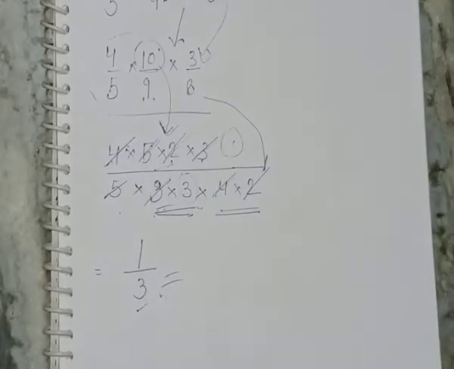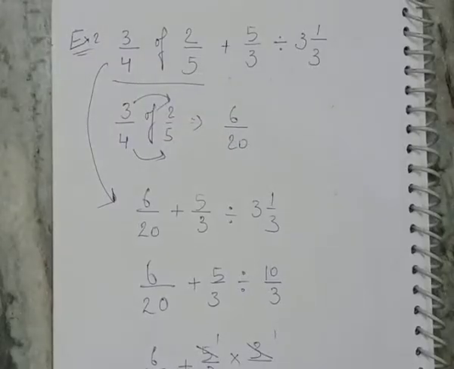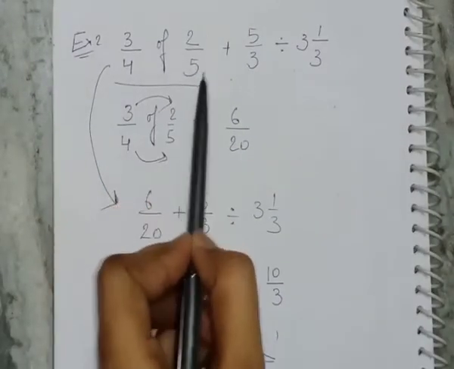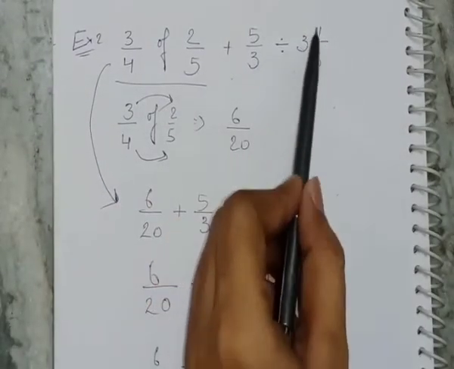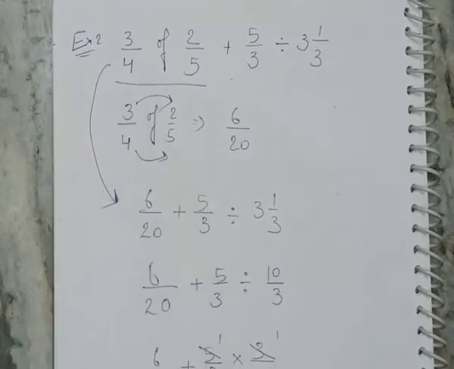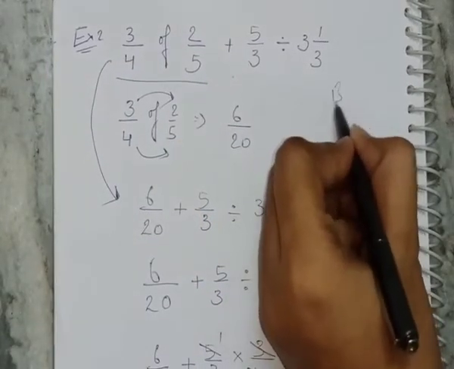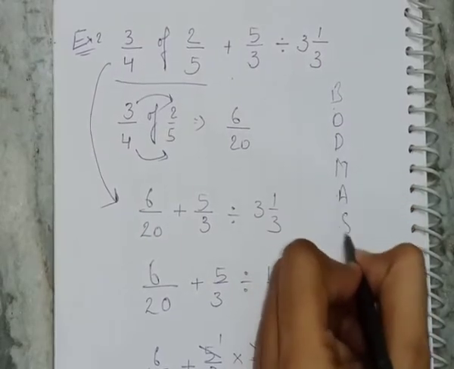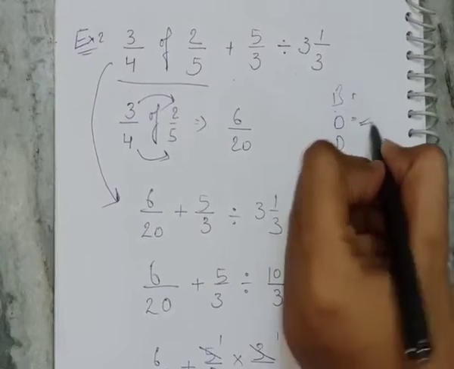Now let us take example number 2. In this example we have 3 by 4 of 2 by 5 plus 5 by 3 divided by 3 whole 1 by 3. Because there is no bracket, we will solve of first. What comes after the bracket is of, so we need to solve of.